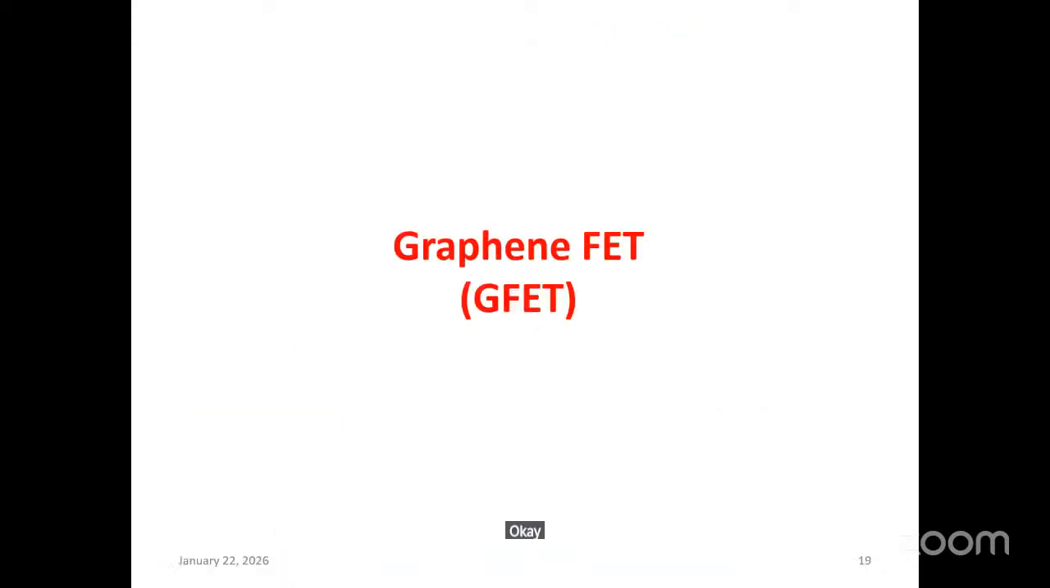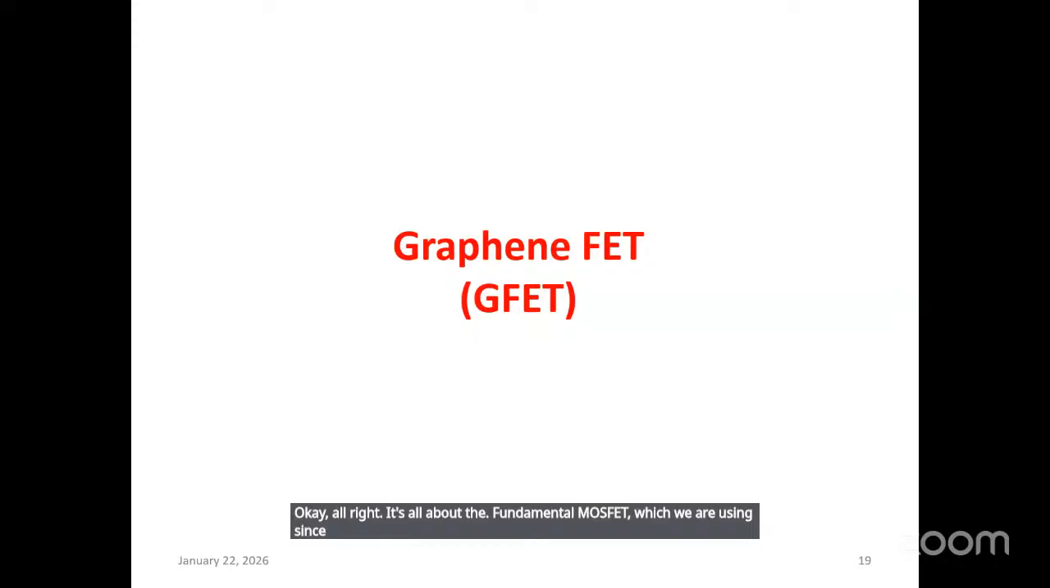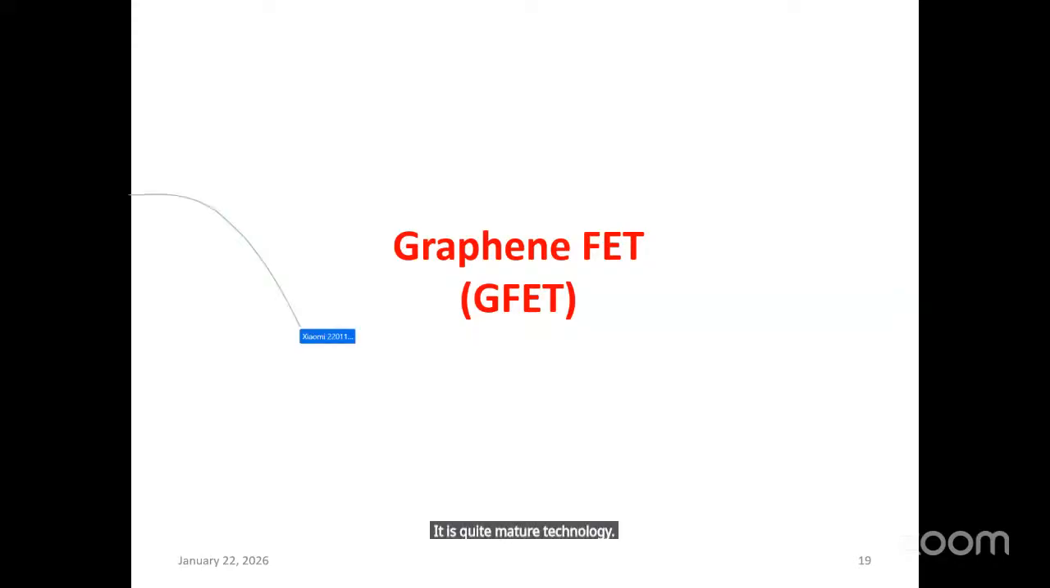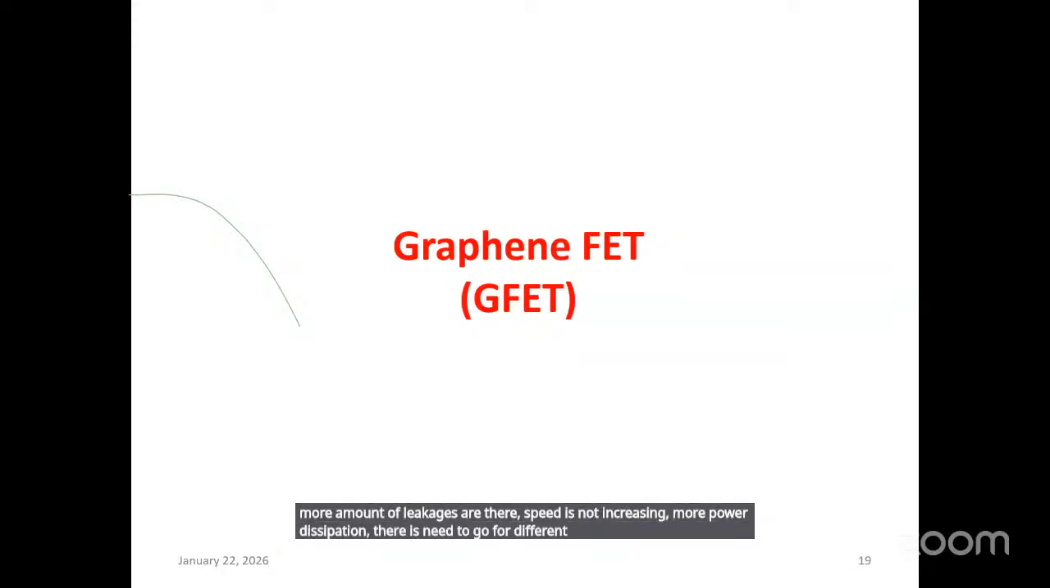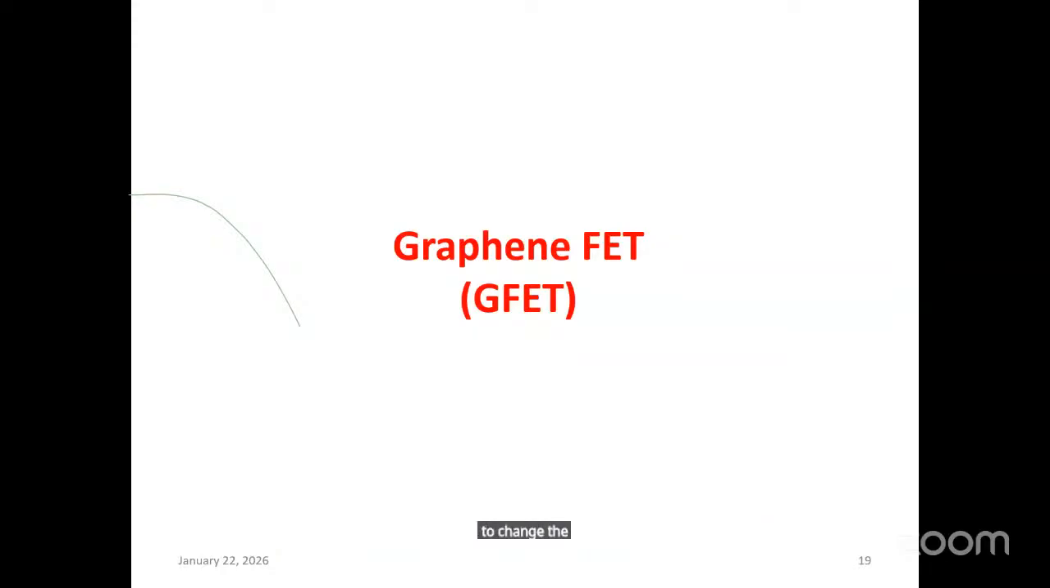All right. That is all about the fundamental MOSFET, which we have been using for 40 years. It is quite a mature technology. And why do we want to go for a new device? There are many reasons. Because of channel shrinking, more amounts of leakage are there, speed is not increasing, and there is more power dissipation. There is a need to go for different materials to change the mobility, to change the epsilon R value, to change the resistivity, to change the capacitive effects, to reduce the substrate coupling, and many more.